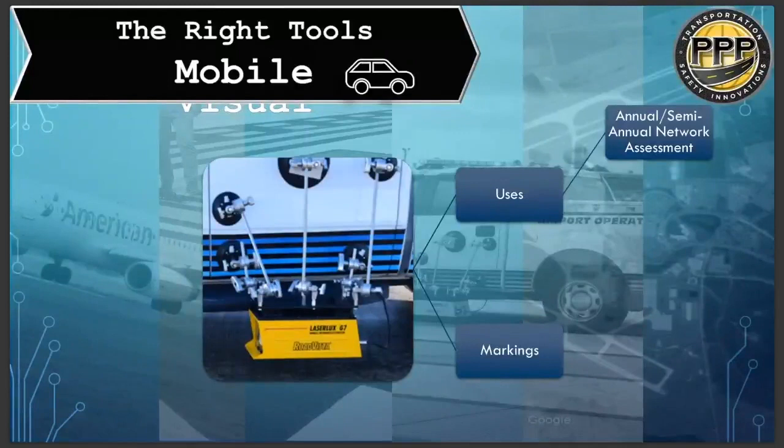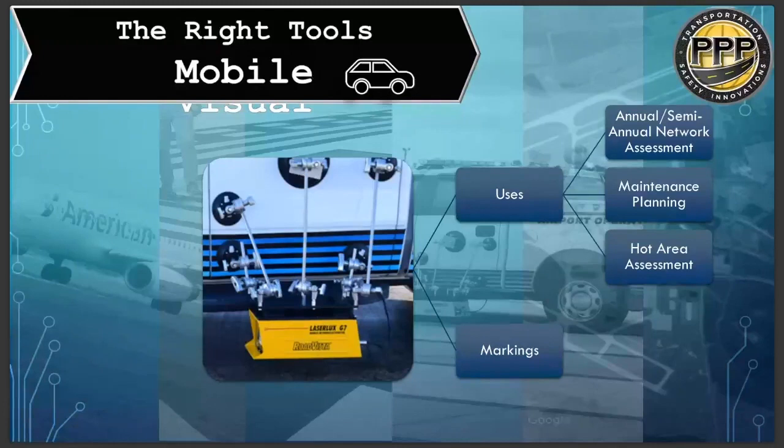Maintenance planning. This is probably one of the greatest uses for these, because if you do an annual assessment, then you can start planning your maintenance by what is happening. You notice, as you'll see here, hot areas that tend to wear faster than other areas. So at some point you get to that area and you're able to go out and mark something, because you know that within 3 months that's going to go bad.